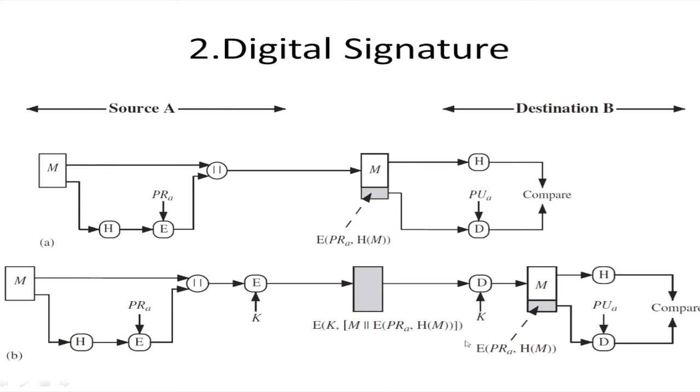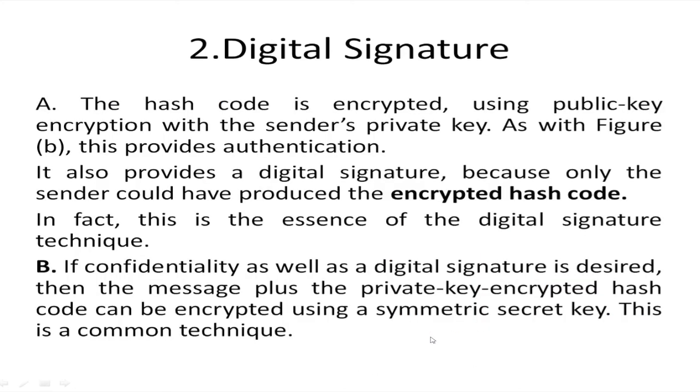So this encrypted code is essential in this particular digital signature format, because this gives a specialty to the digital signature. In elaboration, the hash code is encrypted using public key encryption with the sender's private key, as in figure B. This provides authentication. It also provides a digital signature because only the sender could have produced the encrypted hash code. This is the encrypted hash code. In fact, this is the essence of the digital signature technique.